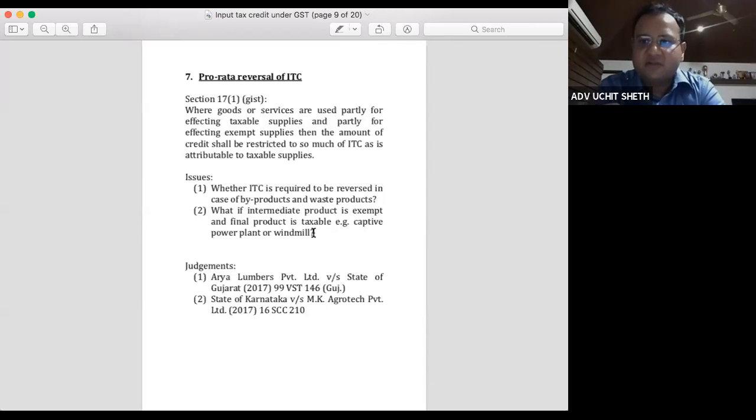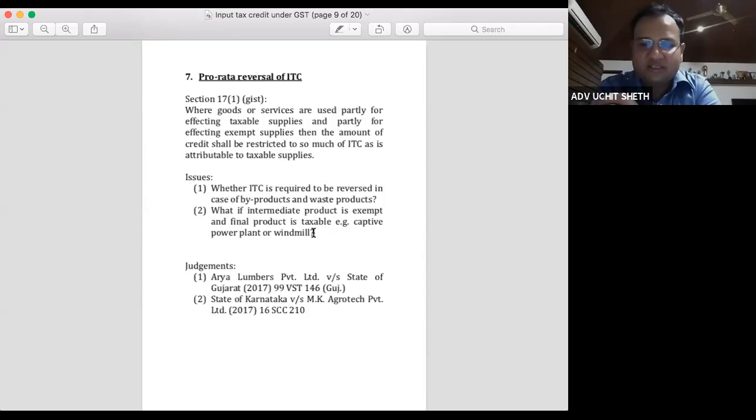What would be the difference between byproduct and waste product? It would be a question of fact. I'll take the example which was taken by the Supreme Court in the decision which I have cited. If I am manufacturing, say, oil from cottonseed, and I also simultaneously manufacture oil cake. Oil is taxable, oil cake is exempt. Question is whether I need to reverse input tax credit attributable to oil cake or not.